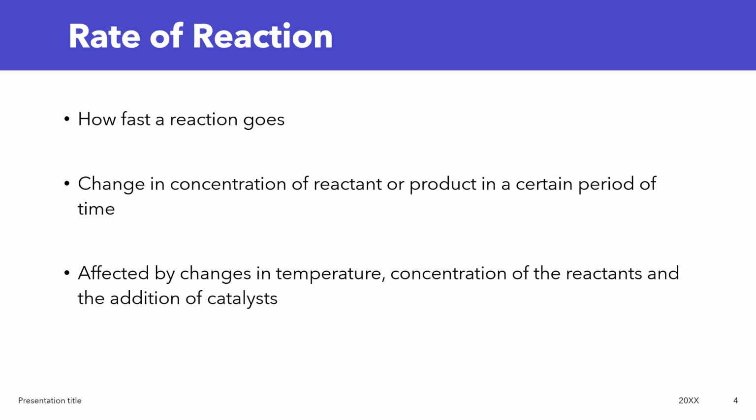There are certain factors that can affect the rate of a reaction, and those are changes in temperature, changes in the concentration of the reactants, or by adding a catalyst. So next we will go over how each of these factors affect the rate of the reaction.